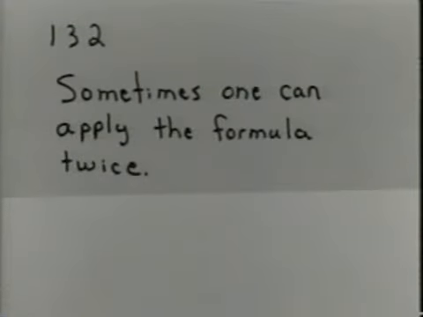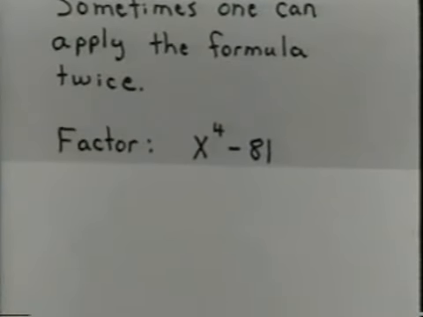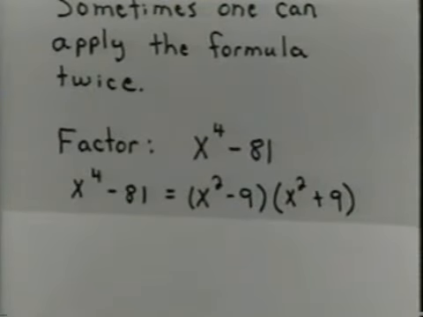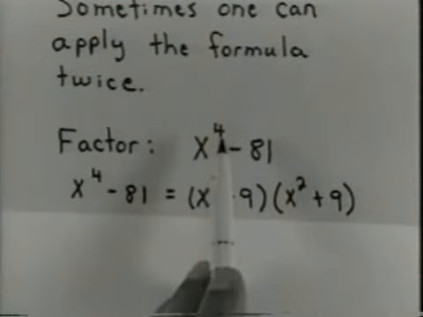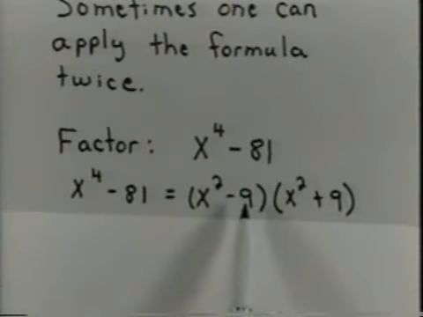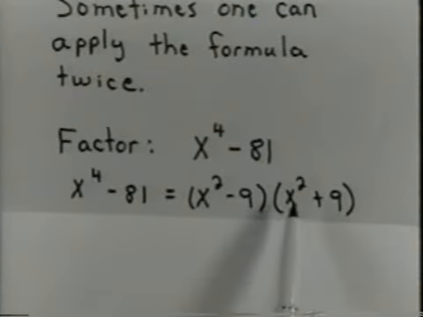Sometimes one can apply the formula twice. Example, let's factor x to the 4th minus 81. We have the difference of two squares. So I can factor x to the 4th minus 81 into x squared minus 9 times x squared plus 9. The square root of x to the 4th is x squared. The square root of 81 is 9. Square root of the first term minus the square root of the second term times the square root of the first term plus the square root of the second term.